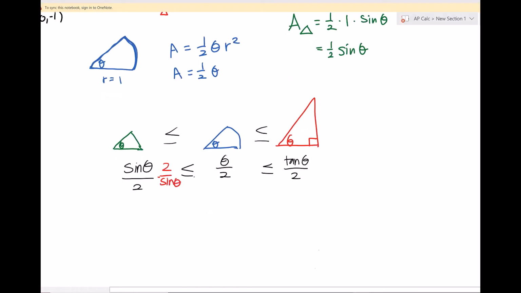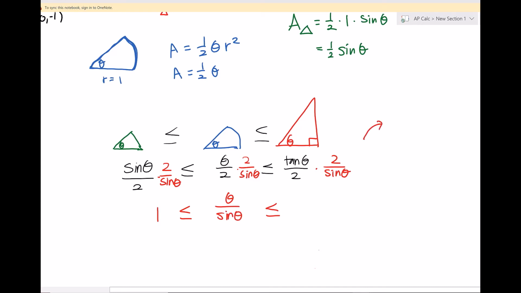As long as I treat each part exactly the same. So for the first, you see how they're reciprocal, so you'll get a 1. For the second, the 2's will disappear, become 1. So we have theta over sine theta.